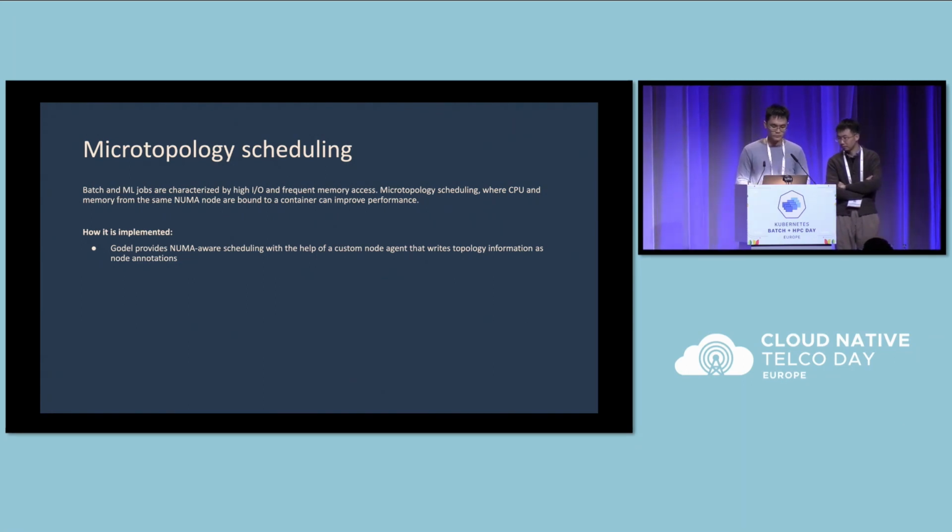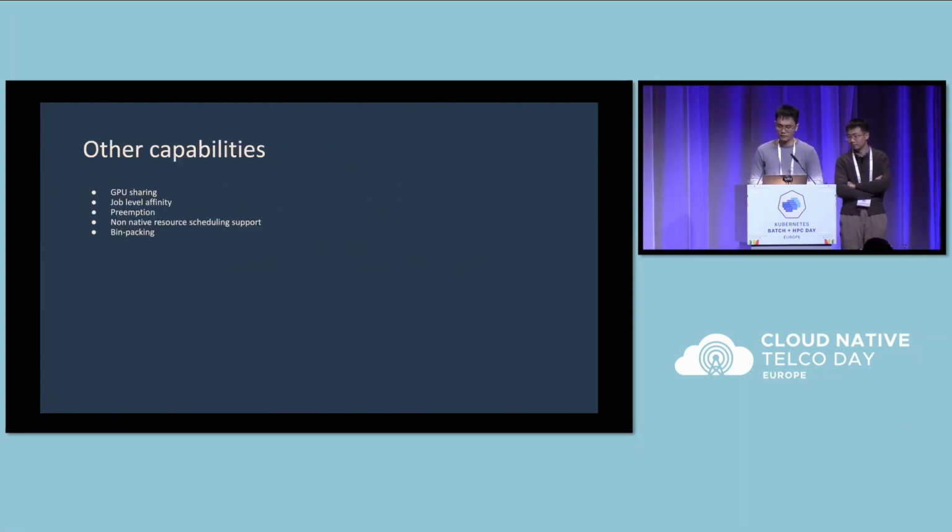We implemented a few other capabilities, which I will not go through in the interest of time. I think this has also been mentioned by Deliang earlier.